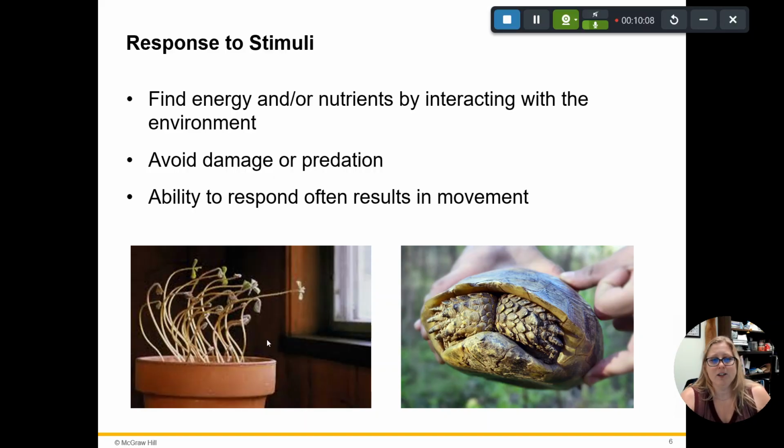Okay, and this includes plants growing towards sunlight, or if you've ever found a tortoise or a turtle and you picked it up and it went into its shell, that is a response to the stimuli of being picked up. Okay.